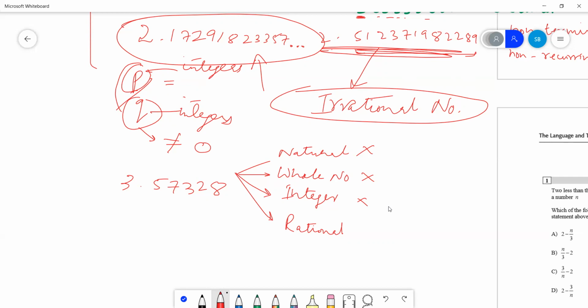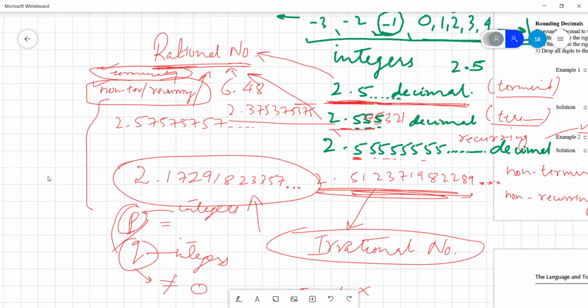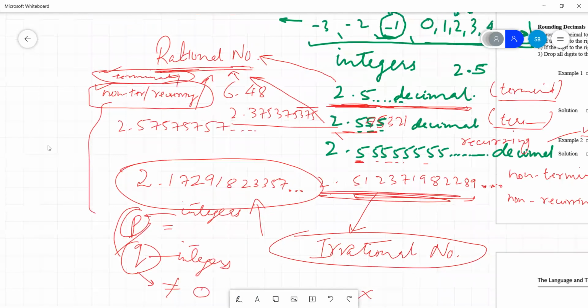How do you know that? Because it isn't. It is in decimal, right? Yeah. Okay, but I have told you which decimal numbers can be represented in fractions. Which decimal numbers can be represented in fractions? Rational. Yeah, but in terms of terminating, non-terminating, recurring, non-recurring.